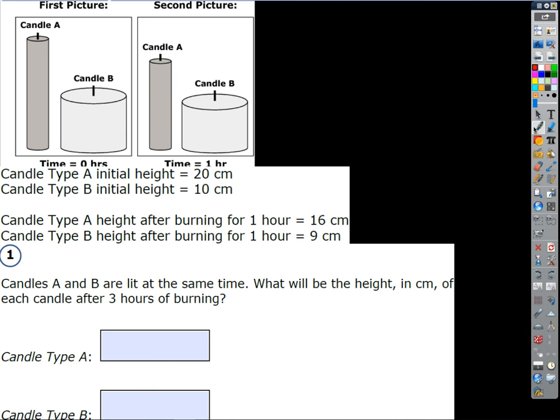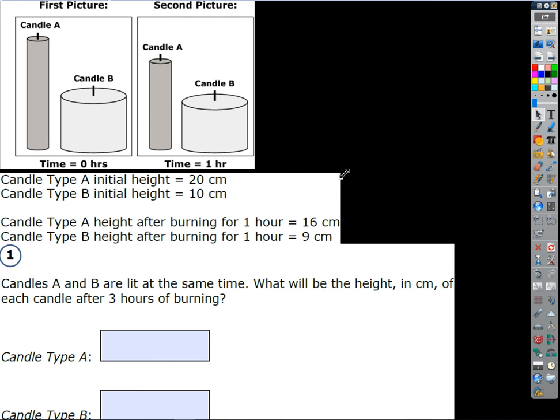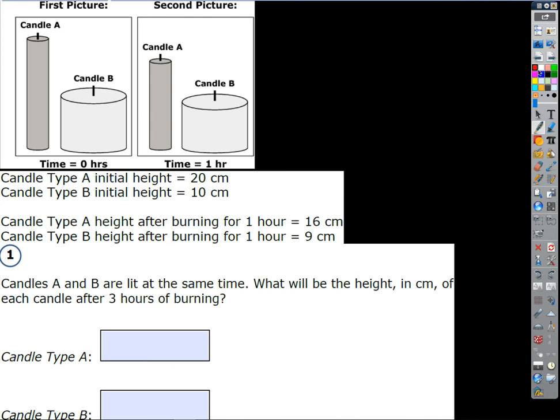Does this make sense that if we were going to do this the algebra way, we could say, for candle A, let H equal height and T equal time in hours. Then for candle A, what's H going to equal? What's going to be the equation we'd come up with for candle A? What's the rate at which it's burning? In 1 hour it burned how much? 4 centimeters. So it's losing height at a rate of 4 centimeters per hour.